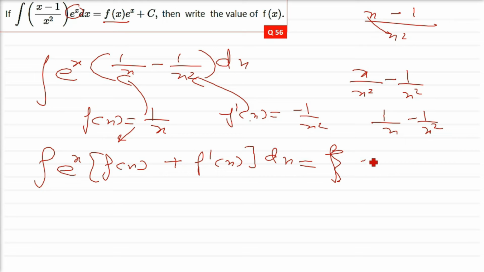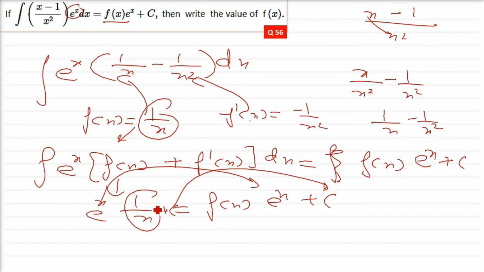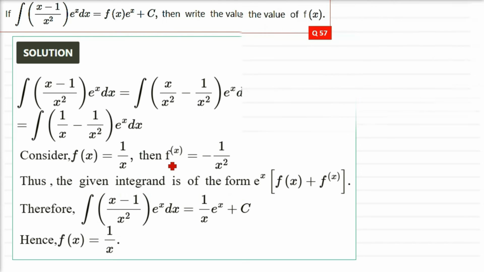So the direct result of this integration is what? f(x) into e raised x. What is f(x) here? f(x) is 1 by x. That's what we have started with. So just write 1 by x, and this is equal to f(x) e raised x plus c. Now equate these two. When we equate, 1 by x is actually the f(x). The function is 1 by x, which you can write like this. This is your final result. As you see here, the directions I gave you are exactly like this, but the English-like explanation should be like this.